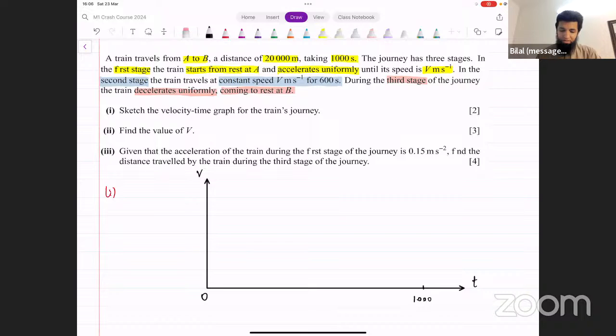In the first stage, it starts from rest. So initial velocity is 0. It accelerates uniformly until its speed is v meters per second. Now, we do not know how much time it takes, right? So we don't have any idea about that. Let's just mark any point here. Let's say this point is T.